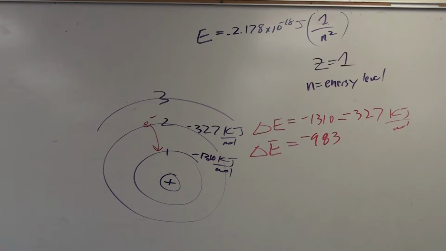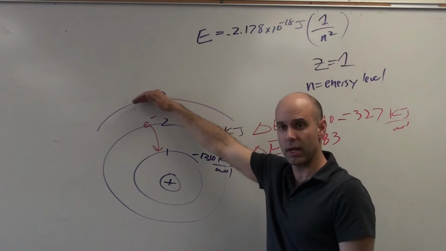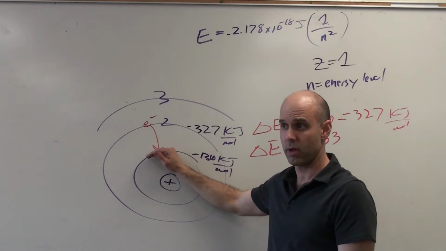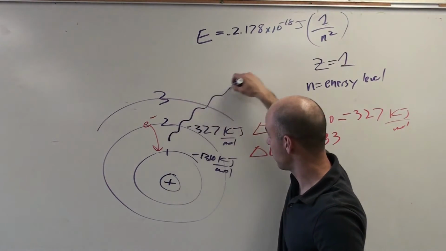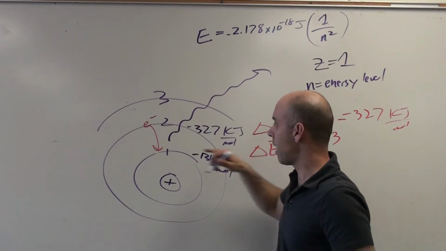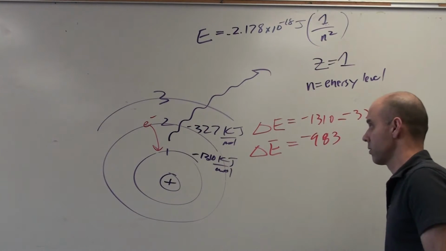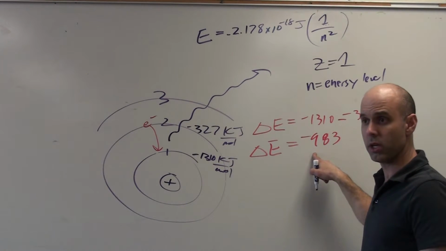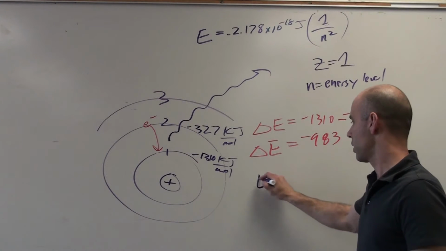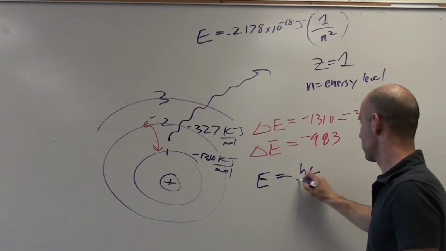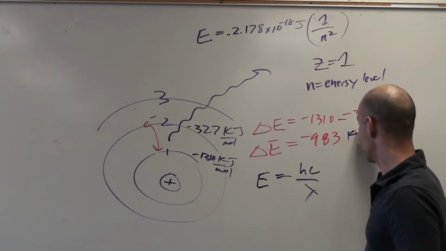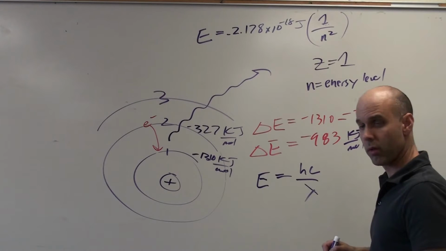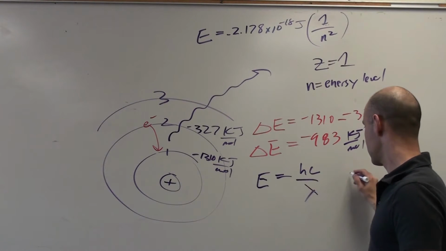I know some of this stuff is probably very obvious to you guys, but when an electron falls, it releases energy, and it releases energy in the form of light. So light will come out. Now how do I find the wavelength of that light? Well, you know the energy, right? And you know this equation. Now, what's my energy in? Kilojoules per mole.